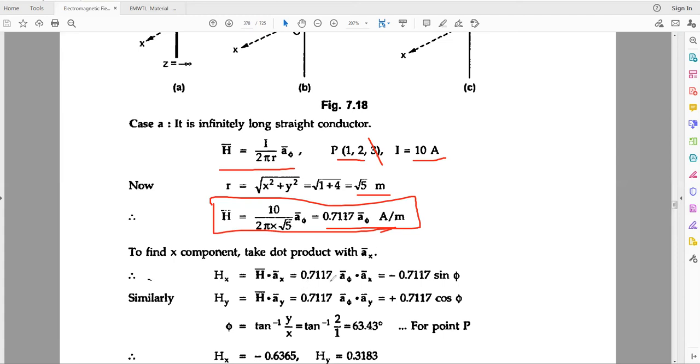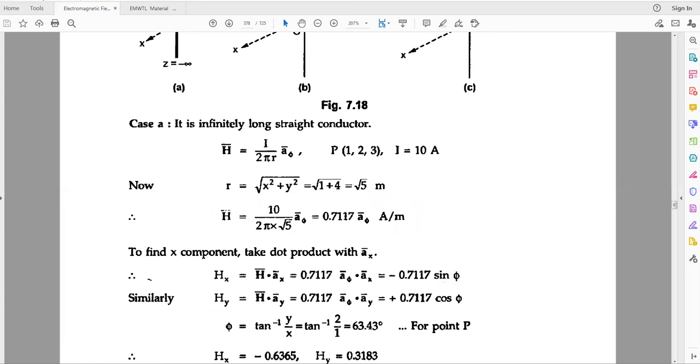So 0.707 A phi dot Ax. A phi dot Ax is sin phi, my dear students. So that is a vector transformation. We already know that vector transformation. A phi dot Ax is minus sin phi, so minus 0.7117 is the Hx term. And the Hy term is H dot Ay, where A phi dot Ay is plus cos phi. Okay, that is 0.7117 cos phi.